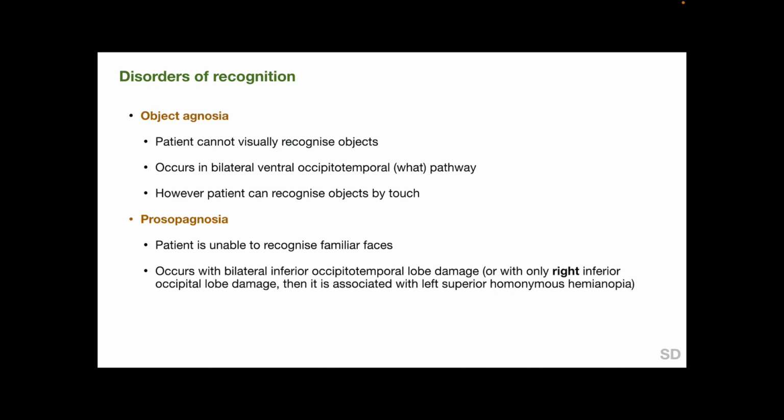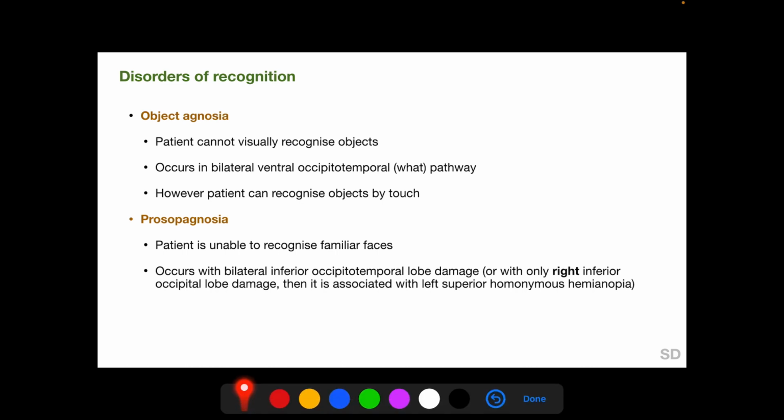Disorders of recognition can be of various types. In object agnosia, the patient cannot identify an object visually. However, the patient can identify an object by touch. And this occurs in bilateral ventral occipitotemporal pathway, the what pathway. Prosopagnosia is an inability to recognize familiar faces, and it occurs also with a bilateral inferior occipitotemporal lobe damage.